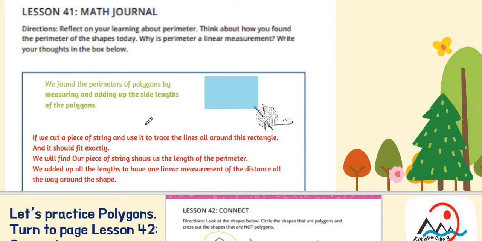The second part of this math journal: why is perimeter a linear measurement? Write your thoughts in the box below. Why is perimeter a distance, not a space? Area is a space, but perimeter is distance. Why distance? To answer this question, you can cut a piece of string and use it to trace.